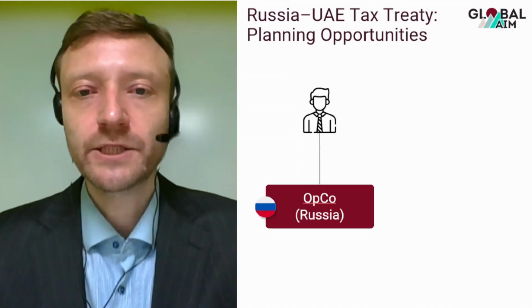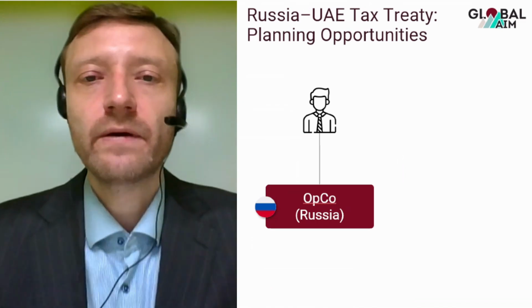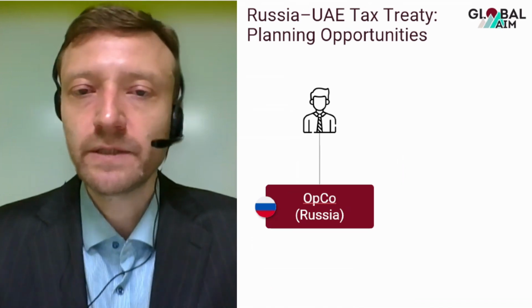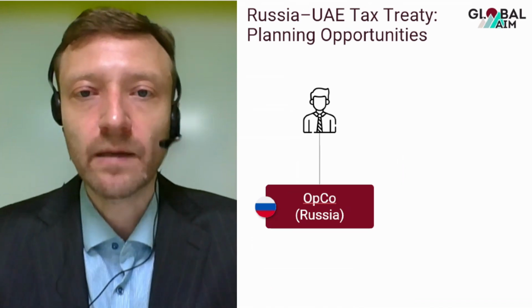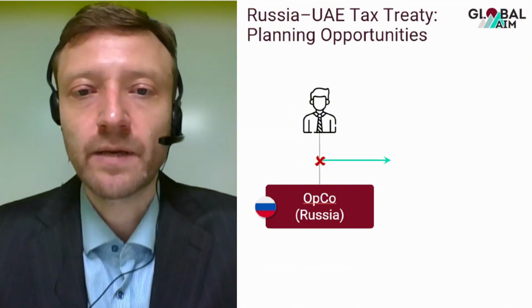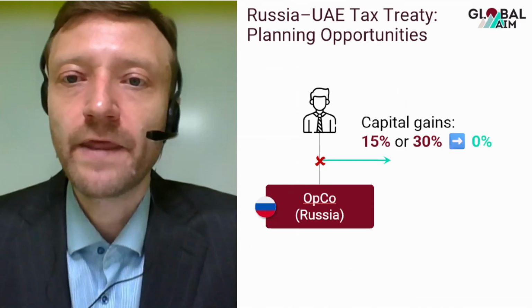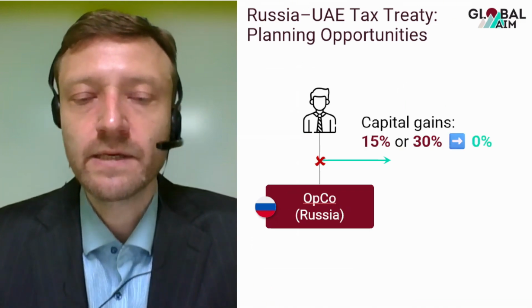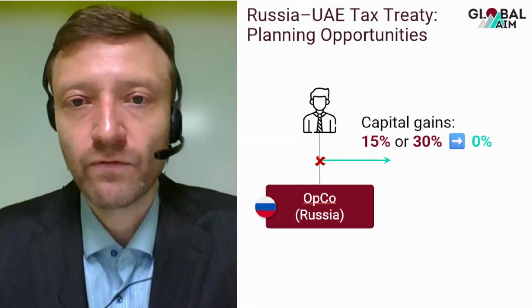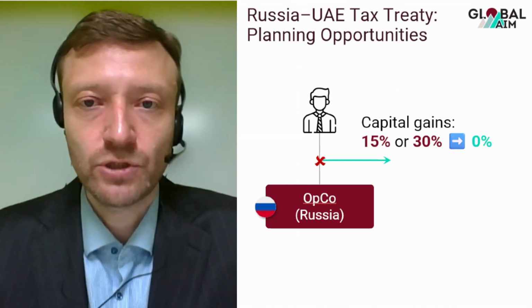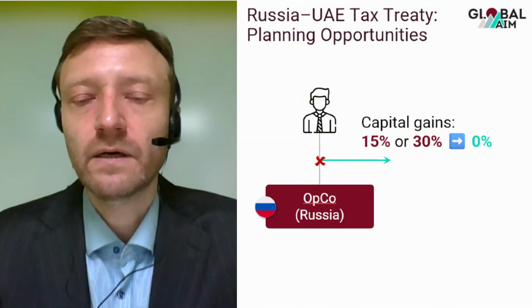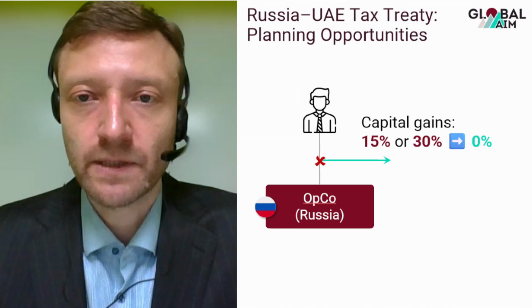And finally, let's look at a simpler structure with an individual owning Russian companies directly without an intermediary holding company. If this individual sells their subsidiary, the Russian operating company, as is shown on the slides, then capital gains, first of all, are subject to tax at a rate of 15% or 30%, depending on the tax residency status of the individual. If he or she is a Russian tax resident, the applicable rate is 15%. Otherwise, the 30% rate applies.